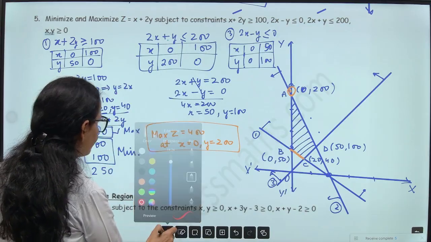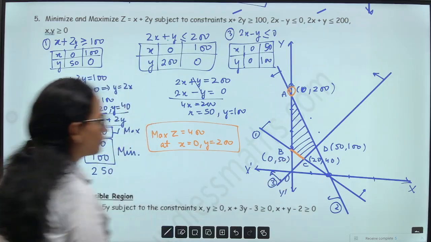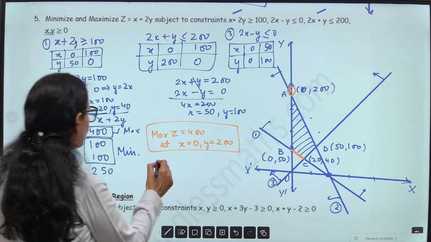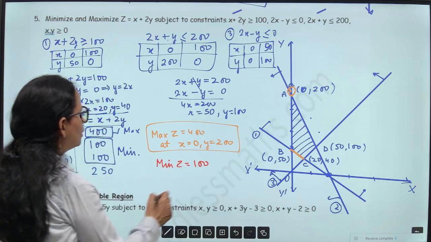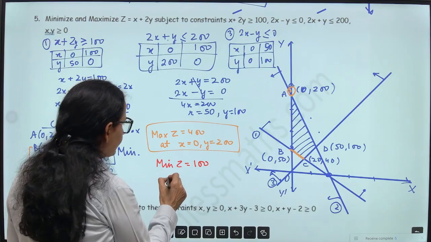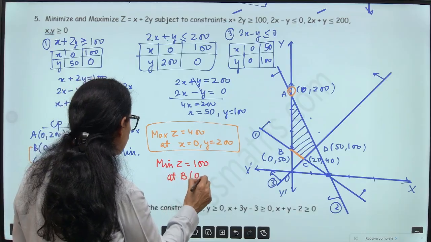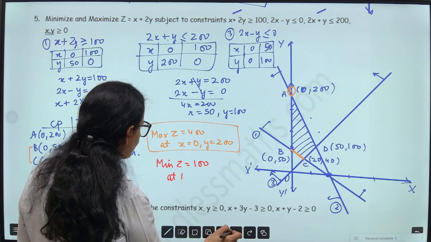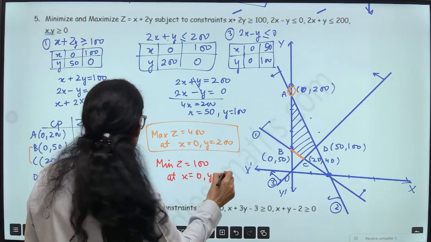But where do we have the minimum value? For the minimum value, we have the entire line. So there is no one optimum solution for minimum value, even though the minimum value of the function is 100. We know the minimum value, but there are infinite points. So you can write it is at B 0, 50. Rather than writing the coordinates of the points, it's always good to specify what is the value of x and y when you are writing the solution.